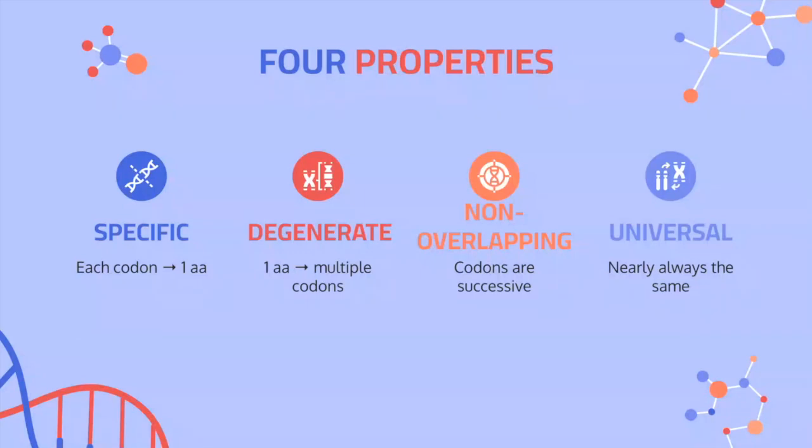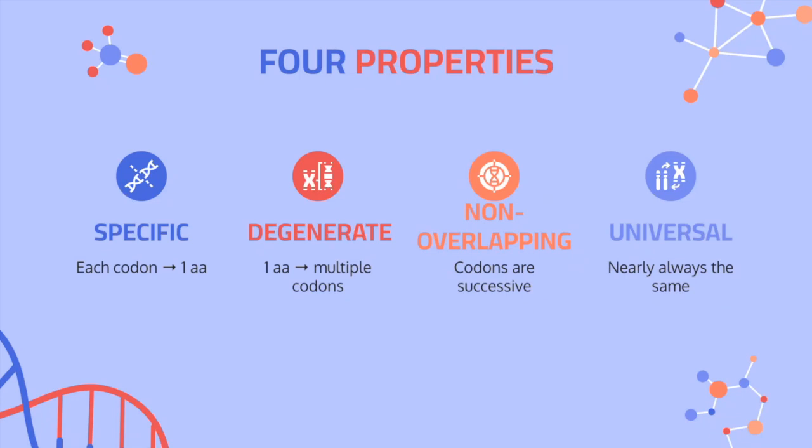The third property is non-overlapping. So these codons are successive. So we're going to read 3, then 3, then 3. We won't read 3, then come back to the second and read from that, and then come back from the third and read from that. No, we're going to read 3 of them, then forget about them and move on to the next 3. So the nucleic acids are not repeated in the codon sequence.